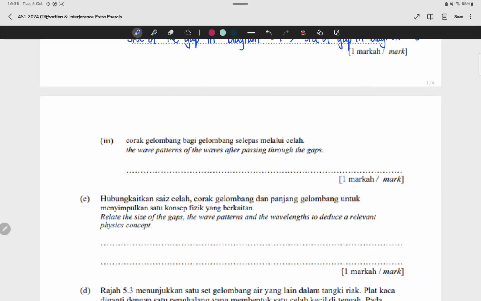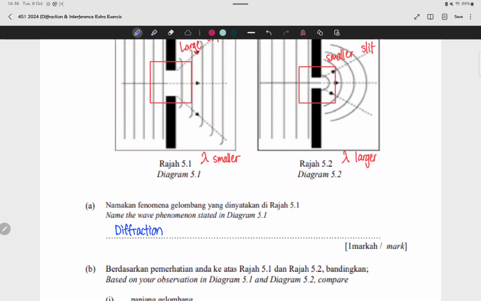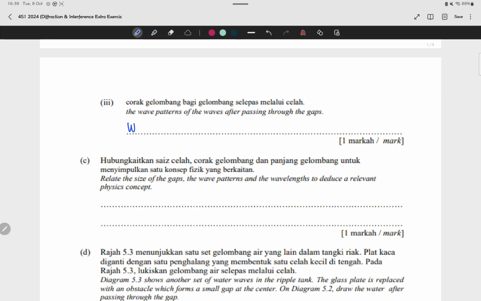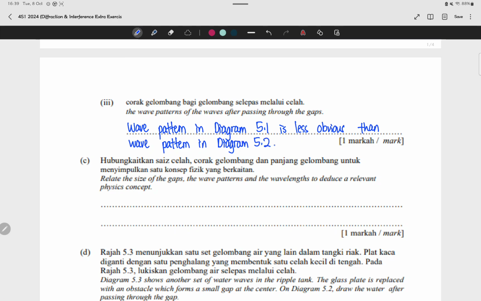Okay, so the wave pattern. How is the wave pattern? 5.1 is less obvious, 5.2 is more obvious. So your answer: wave pattern in diagram 5.1 is less obvious than wave pattern in diagram 5.2. Here I cannot use the symbols greater than or smaller than, so I have to use the words, which here are less obvious.